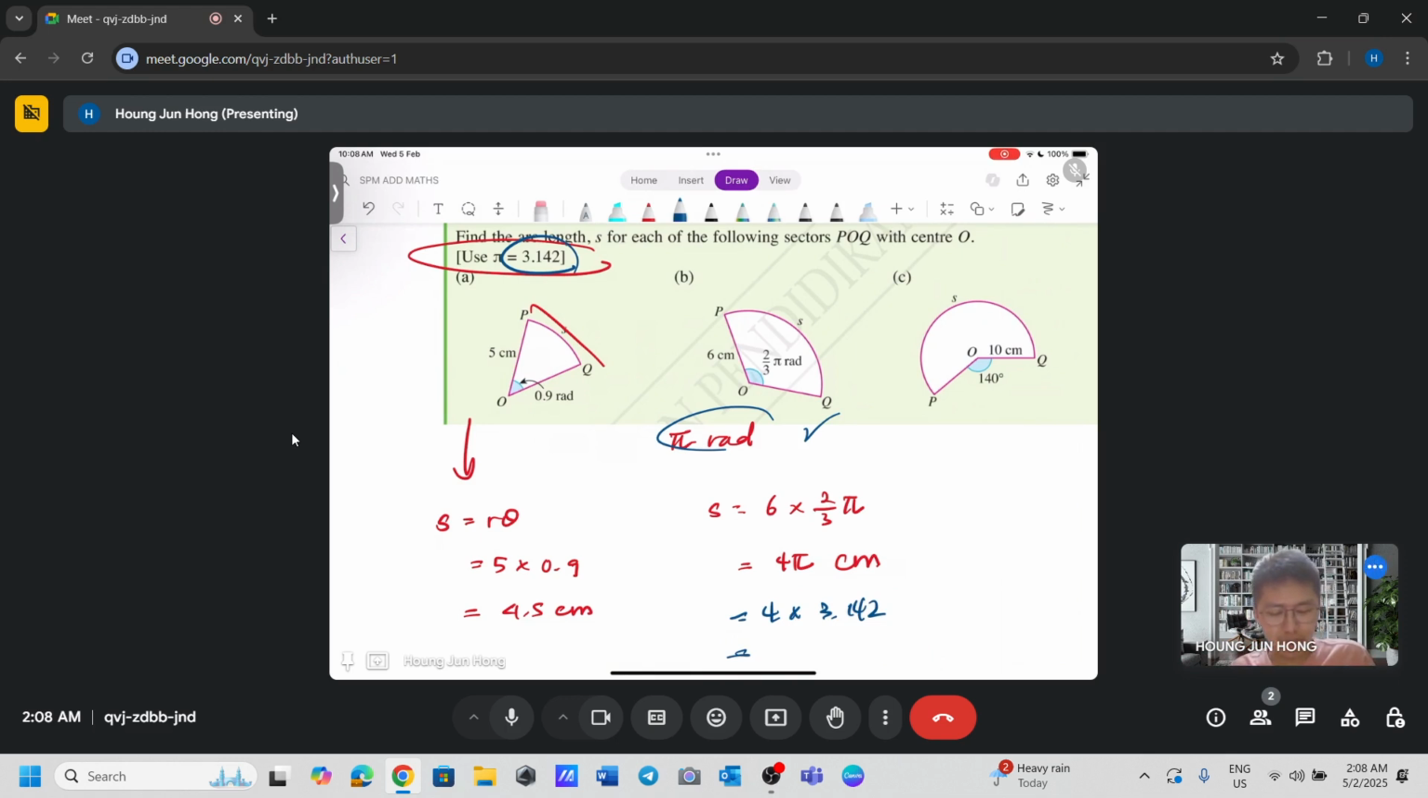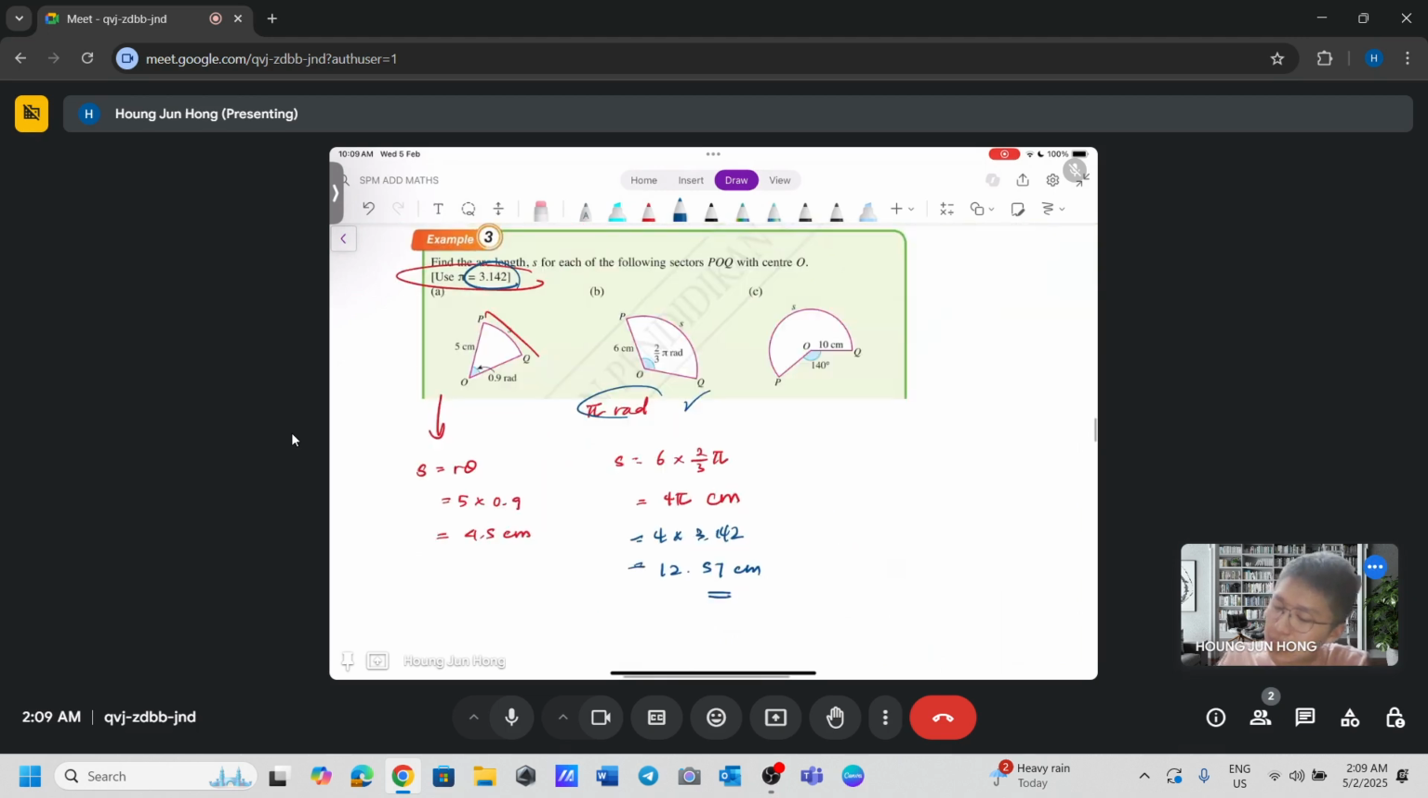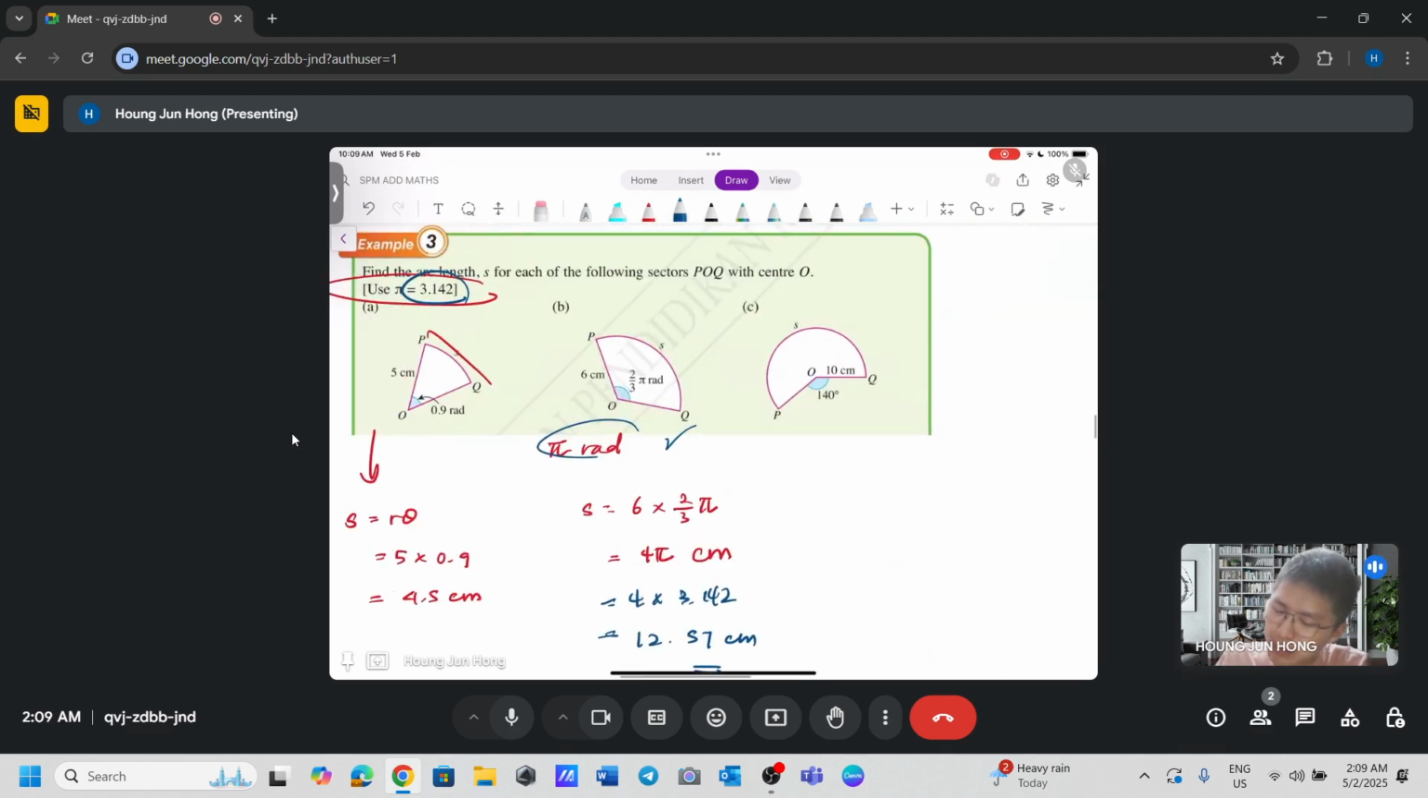I believe you answered the textbook also. But the answer should be very straightforward. It is 12.57 cm. They take only 2 decimal places. That's it. Next one, simple also, but a little bit tricky because you have to find this angle first and then you find the other one.